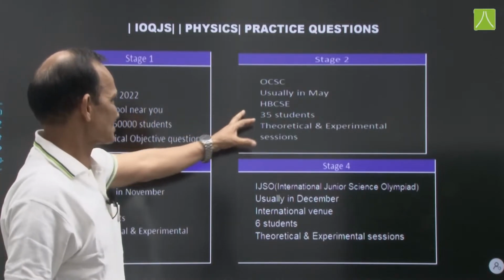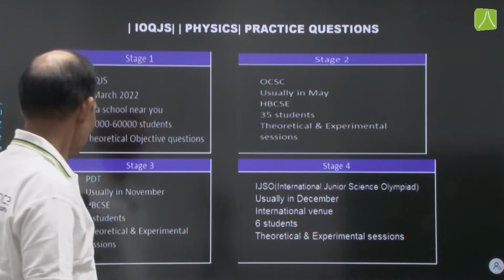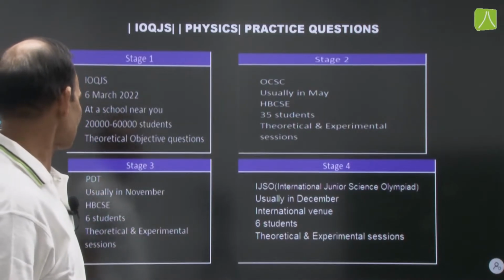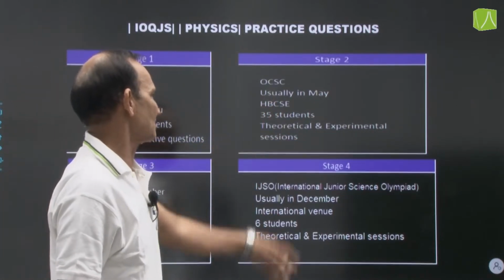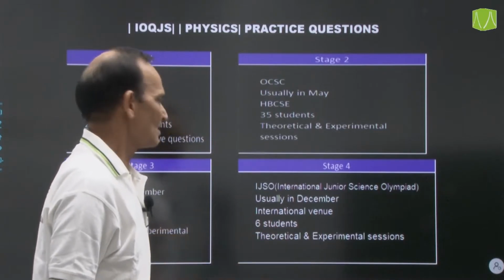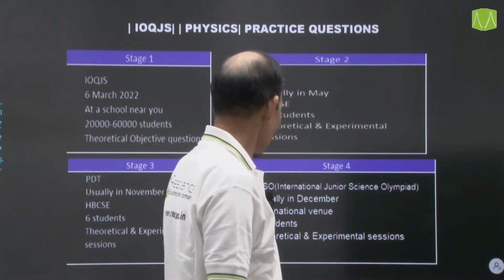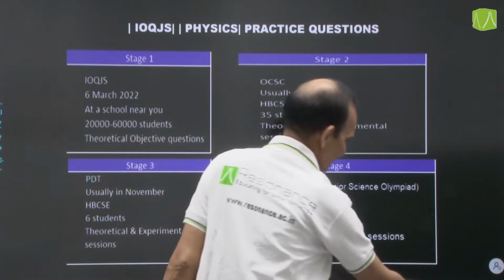Now, the second stage OCSC is theoretical and experimental. The third stage PDT is the same as in previous years. In OCSC, 35 students are selected, and in PDT, 6 students are selected. In the last stage, IJSO, only 6 students will represent India. It is international.